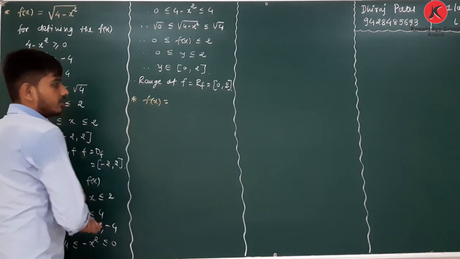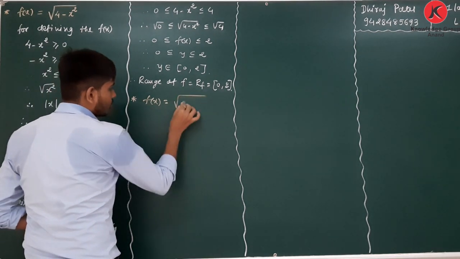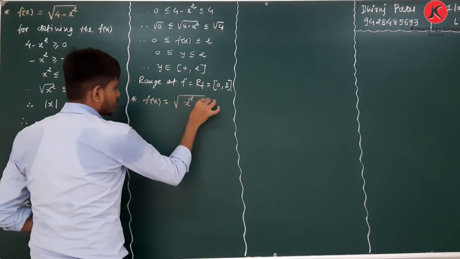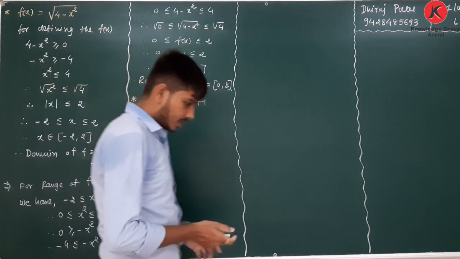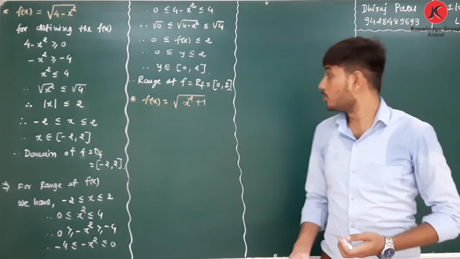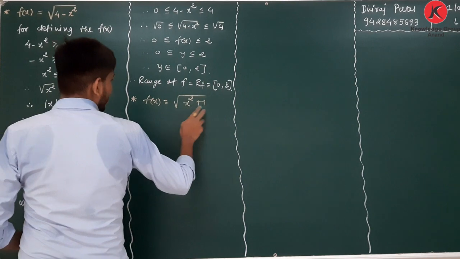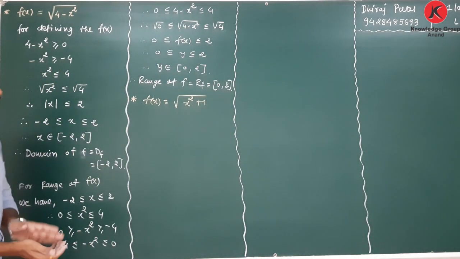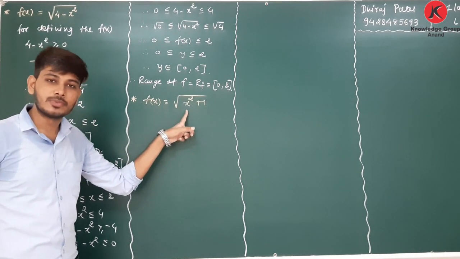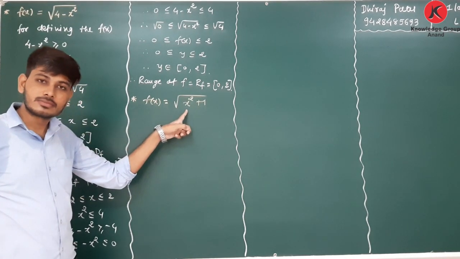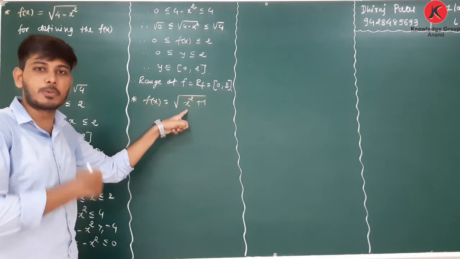Find domain and codomain of f of x is equals to under root of x square plus 1. What did we consider? x square plus 1. Now what do I have to do with this? First find the domain and then the range. So look at the question, it is x square plus 1. We know that x square is always a positive term or equals to 0. And you are adding 1. If we are adding 1, then we will always get a definitely positive term.